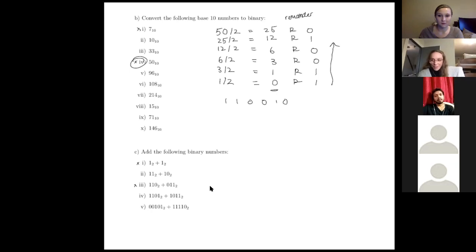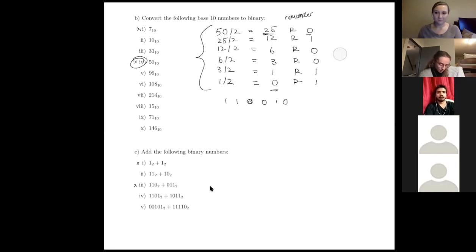That was definitely a little bit fast, I'm sorry, but this is the same process that you can do for all of these. Just keep dividing by 2, write the result and write the remainder. As soon as you get to 0, you know that you're done, and you can just read from the bottom to the top of your remainders. That will give you the binary number.